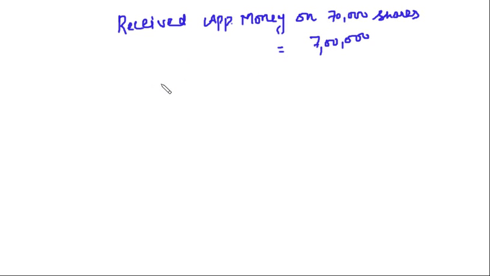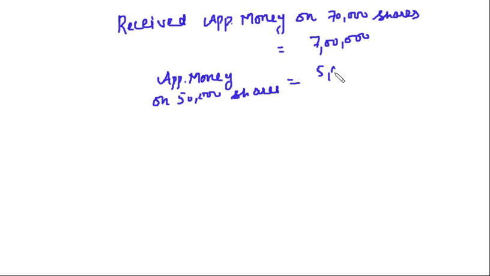Then, what was the application money actually due? Application money on 50,000 shares. That is 5 lakh. What is the excess application money received? 2 lakhs. This is excess application money.